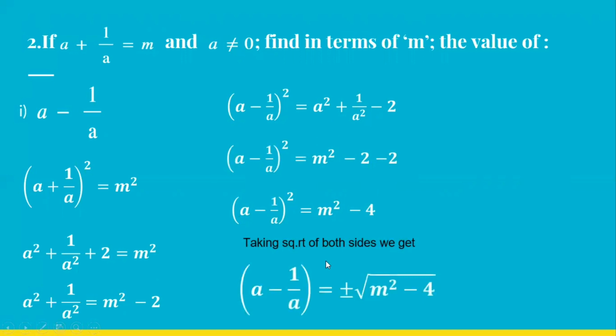We get a minus 1 upon a is equal to plus or minus root of m square minus 4. So when we take the square root, it is important to write plus or minus. As I said, root of 4 is equal to plus or minus 2, because 2 square is also 4 and minus 2 square is also 4. So whenever we are taking a square root, it is important to write the plus or minus sign over here.